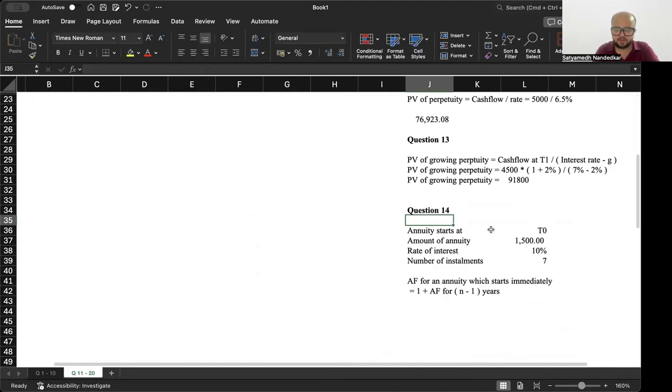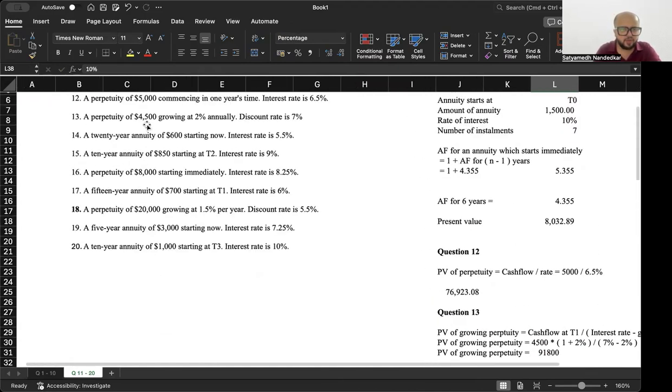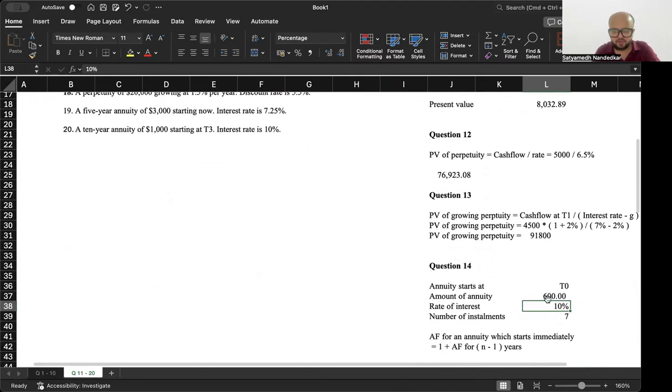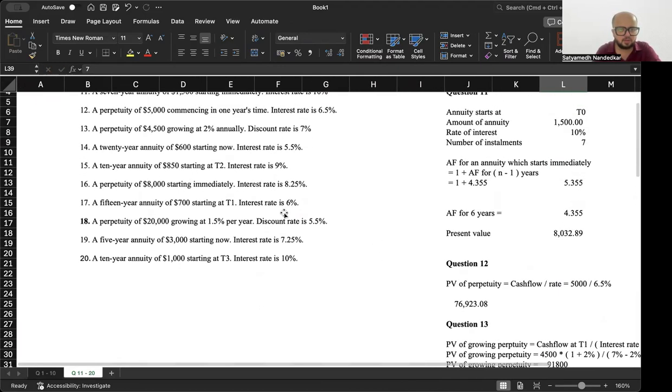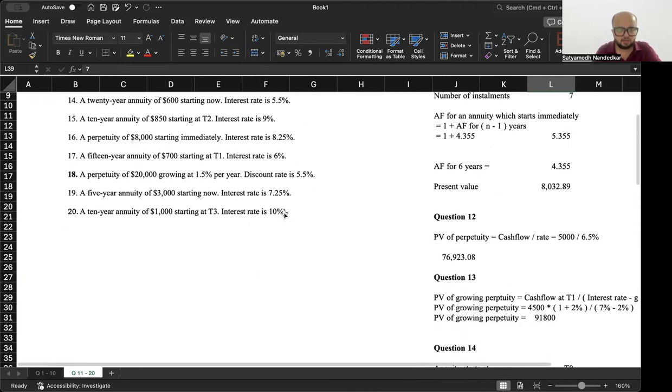Then a 20-year annuity of 600 starting now. Annuity of 600. Okay. What is the rate of interest? 5.5%. How many installments? 20.